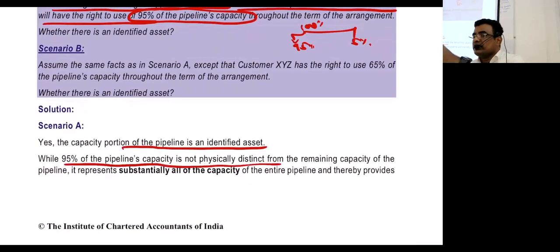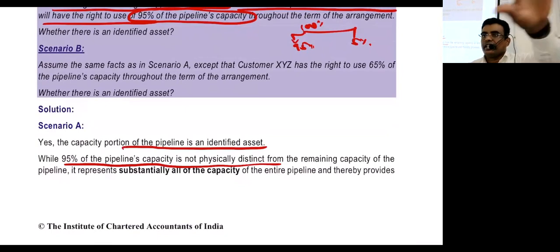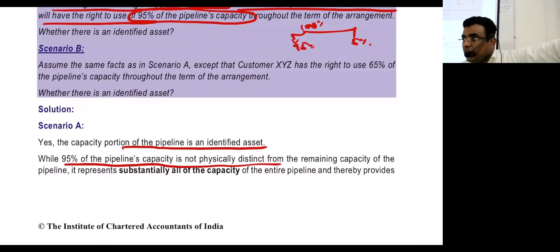A very simple case. Take this building: is there rent for this building? Okay, the common area is not for rent. They will be charging rent for this and that one, yes or no? Now if physical distinction cannot be made, now 95% of this second floor is the identified asset. The 5% is fine, substantially we still have it, only 5% is cut between the two. No substantive economic benefit. Yes or no? Then there is no identified asset. Now there is an identified asset.